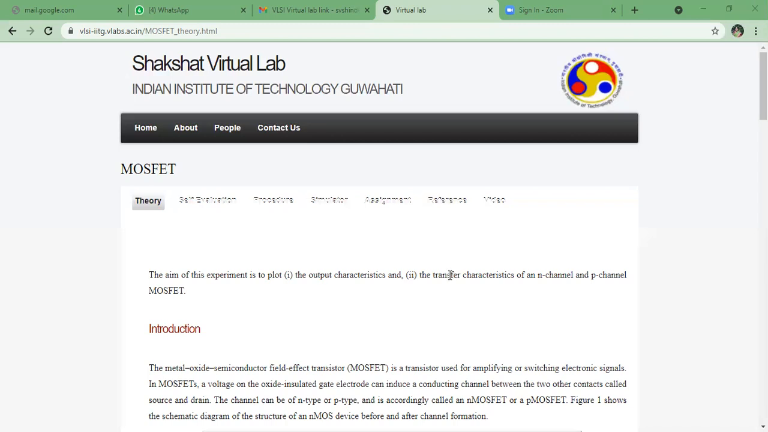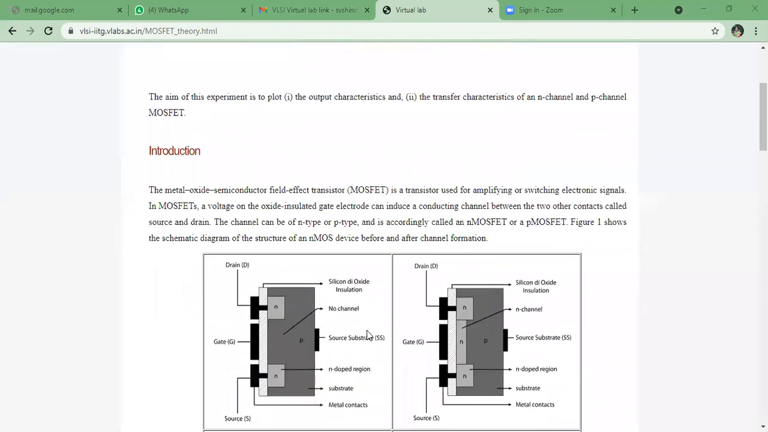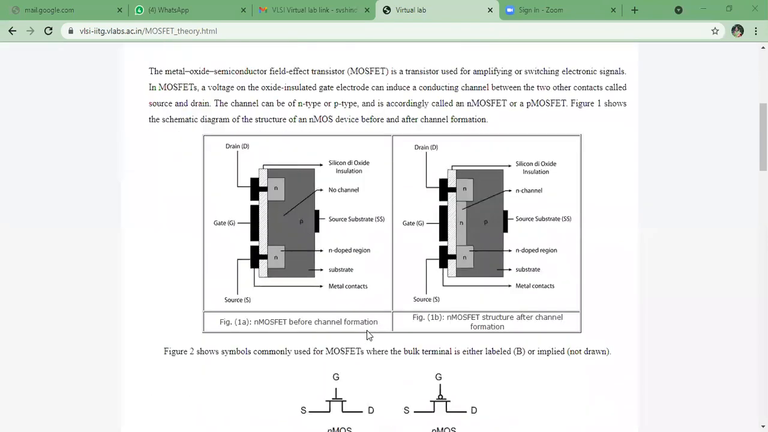So the input side parameter is VGS, that is gate voltage, and the output side parameter is current, that is drain to source current. And now we will check the output and transfer characteristics for N channel as well as P channel MOSFET. So let's understand the diagram. This is the first diagram, which is of an N type MOSFET, so it's called an N MOSFET.